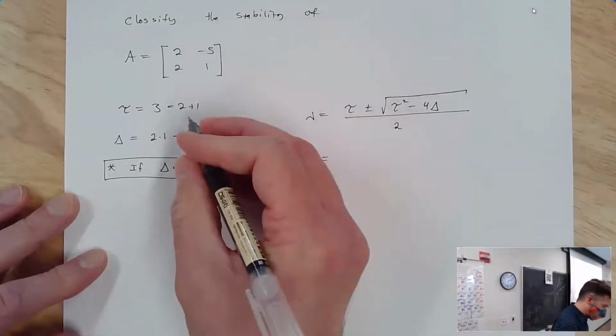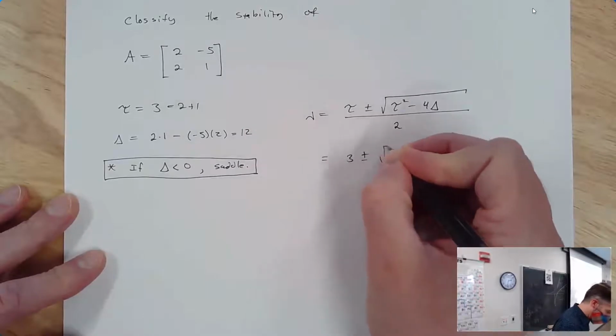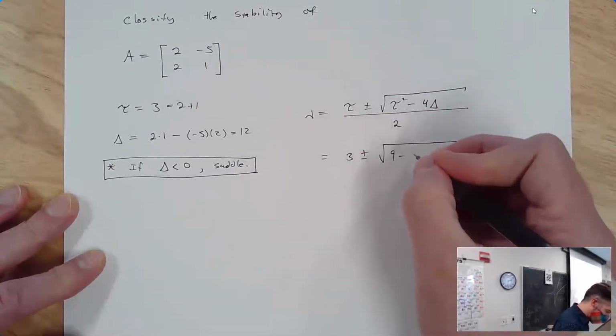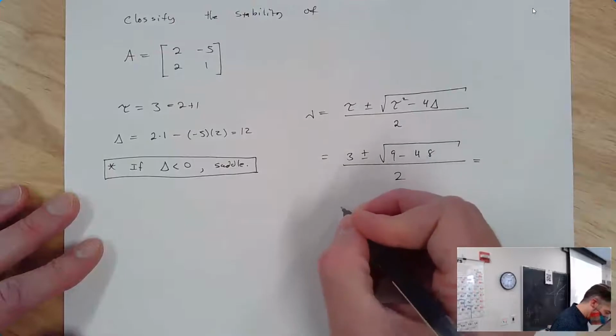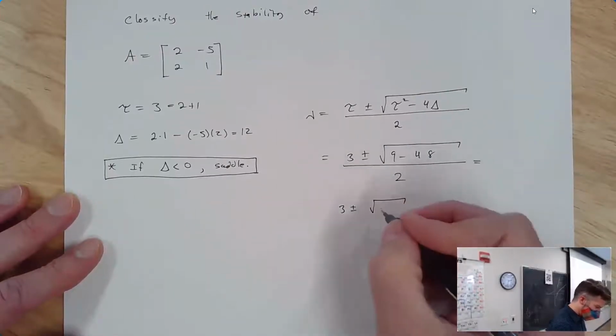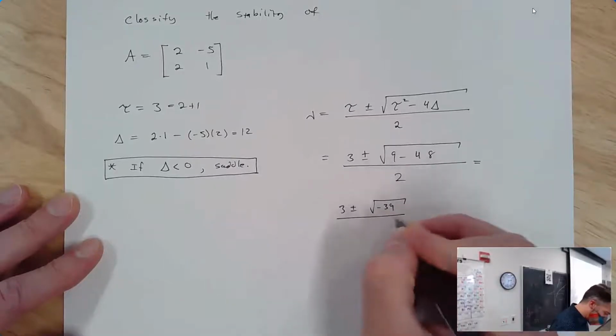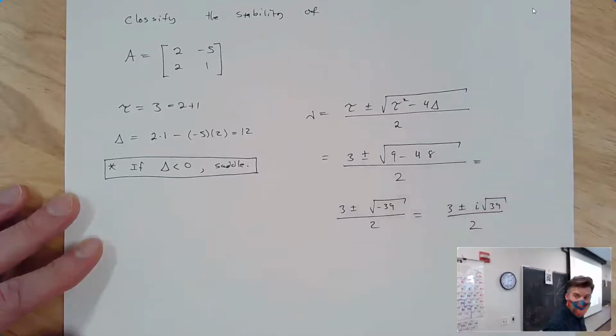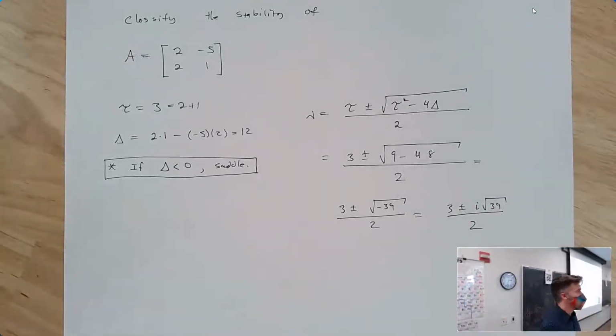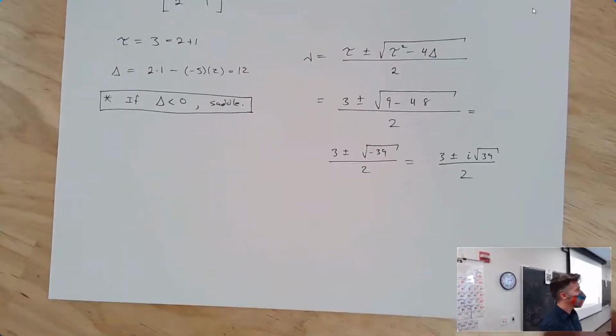Let's actually calculate this. It's going to be 3 plus or minus the square root of 3 squared minus 4 times 12, all over 2. That's really lovely. That's going to be 3 plus or minus the square root of negative 39, which is 3 plus or minus i root 39 over 2. Gross. Not that gross, because we don't have to do anything else with it other than ask the question: is the real part of my eigenvalues positive or negative? Everybody should be able to tell me the answer to that question.